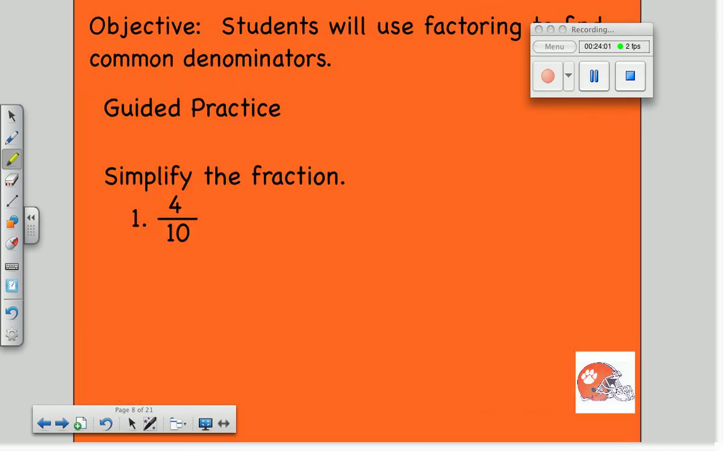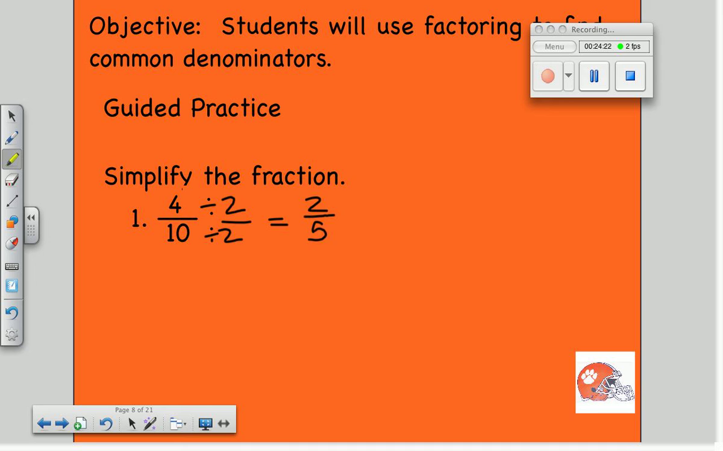Your guided practice, simplify this fraction. You could use either method. I could divide both of these by 2. 2 over 2 is the same as 1 whole, so I'm not changing the value of the fraction, I'm only changing what it looks like. 4 divided by 2 is 2, 10 divided by 2 is 5, that's 2/5.